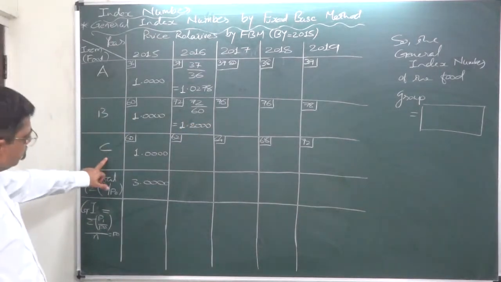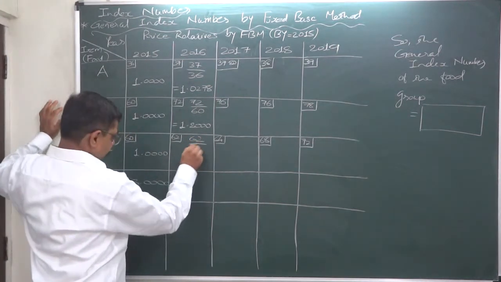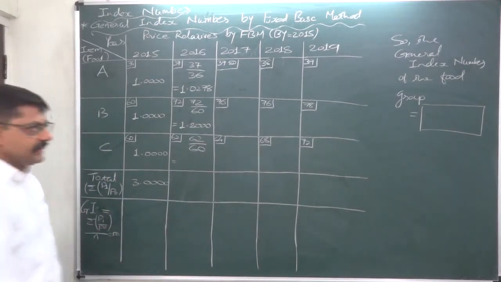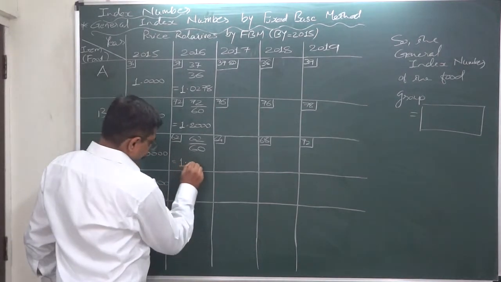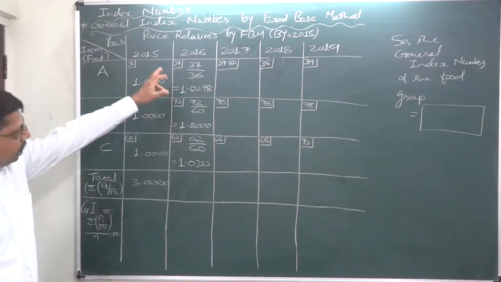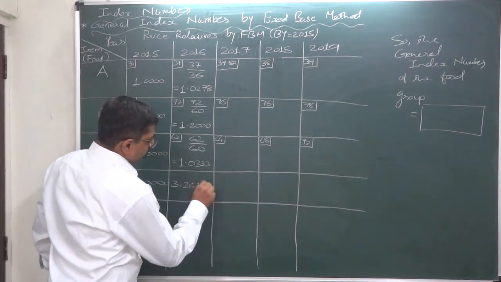And in case of C, the price for the current year is 62. It was 60 in base year. So the price relative comes to 62 divided by 60, that is 1.0333. And summation of all these 3 items comes to 3.2611.